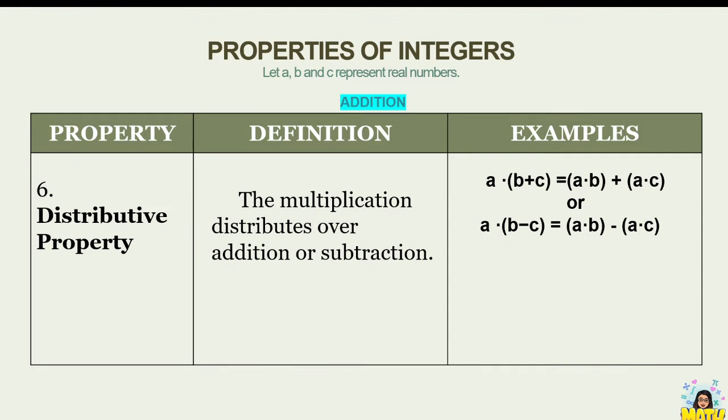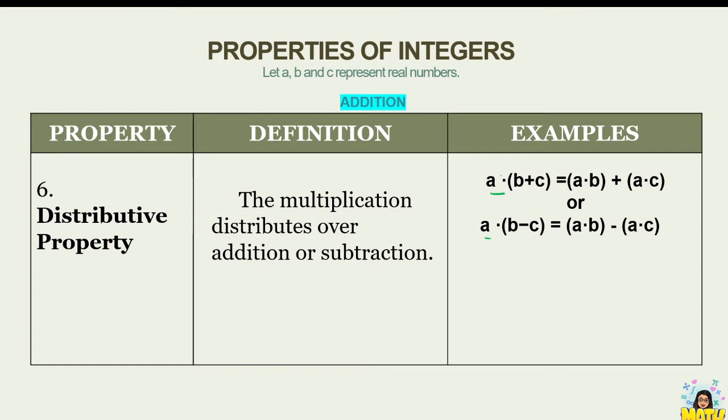And the last one is the distributive property. Kapag may distributive property, we are given three numbers wherein meron tayong multiplication, and that multiplication will be distributed over addition or subtraction. So in this symbol, notice that A is being multiplied to the quantity B plus C, or here, A is being multiplied to the quantity B minus C. Kaya ito tinawag na distributive property.